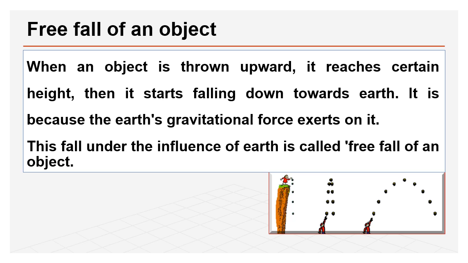Free fall of an object. When an object is thrown upward, it reaches a certain height. Then it starts falling down towards the earth. It is because the earth's gravitational force acts on it. This fall under the influence of the earth is called free fall of an object.